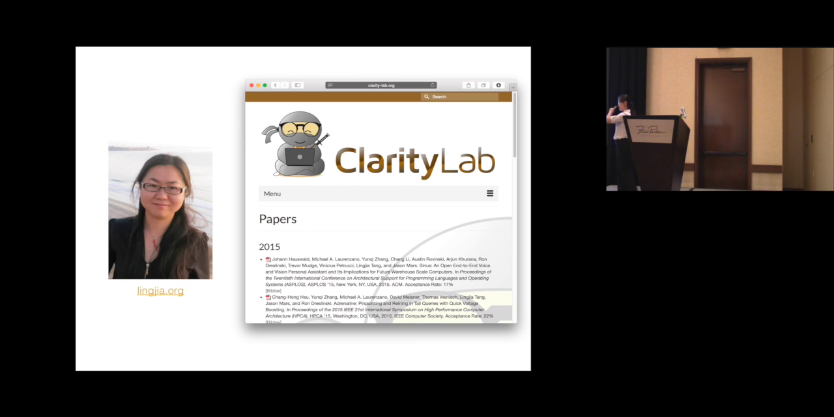Yes, I'm co-directing Clarity Lab. It's quite a mouthful, but it stands for Cross-layer architectures and runtime. I thought it was such a cool idea when we came up with the name in the Seattle airport parking lot, when we had just gotten our jobs.